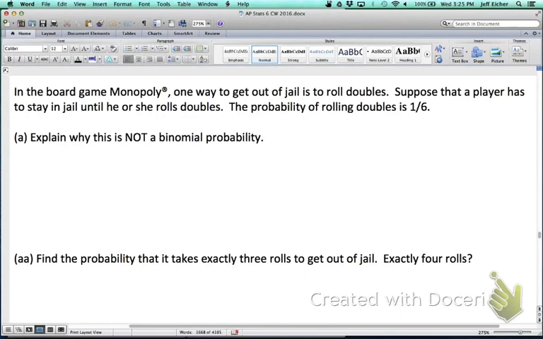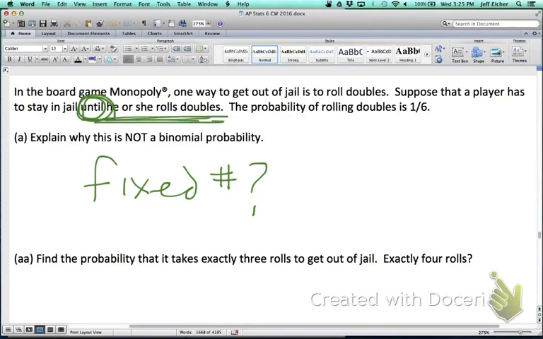Explain why this is not a binomial probability. This is not a binomial probability because you have no fixed number of trials. There is no fixed number. You're going to keep rolling until, that's a key word with these types of probabilities, you get doubles. You do have a constant probability of success, and die rolls are independent, and it's binary. It's either doubles or not doubles.